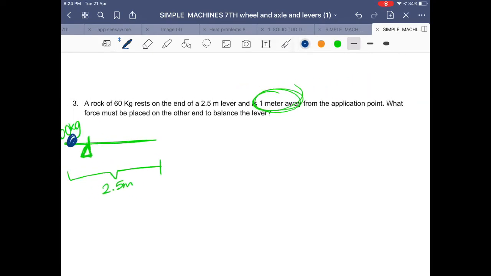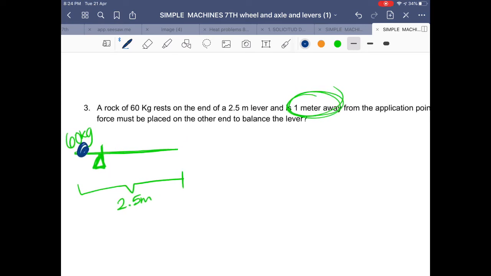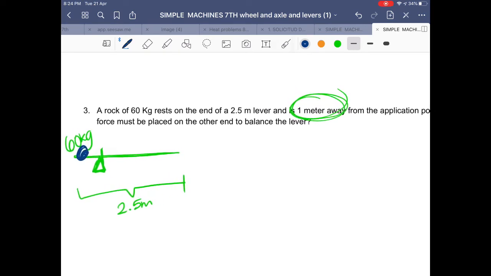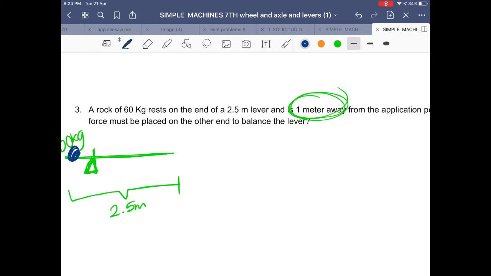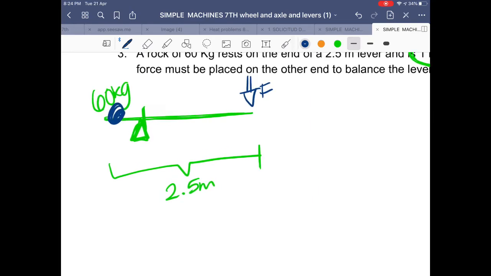They want to know what force must be placed on the other end. So how much force you need to apply right here in order to balance this lever. Now, this one will be letter A. This is the longest one. And this one, where is the resistance, is letter B.